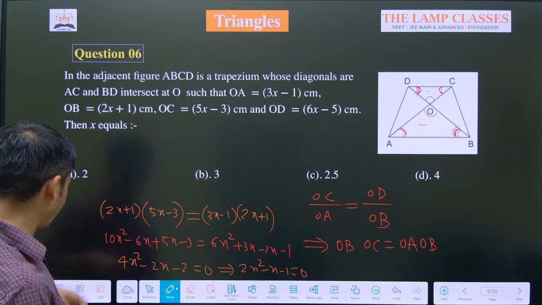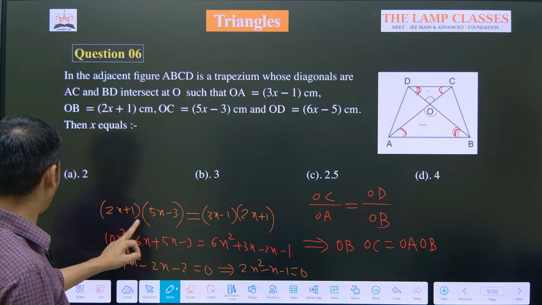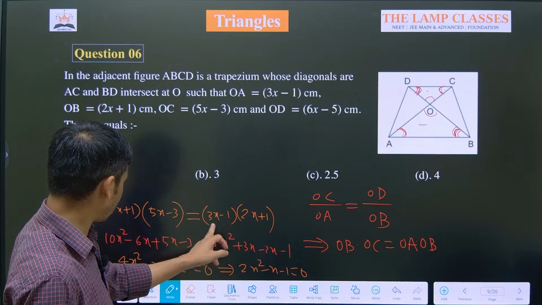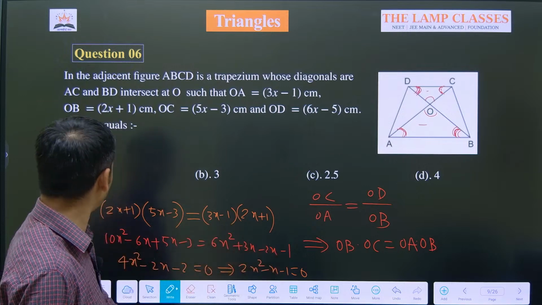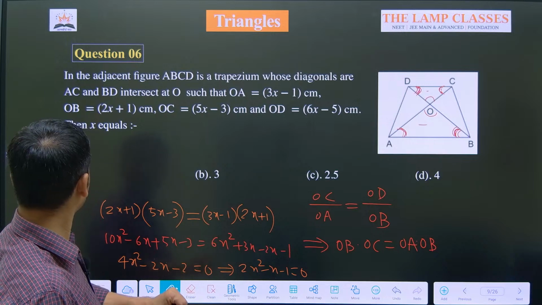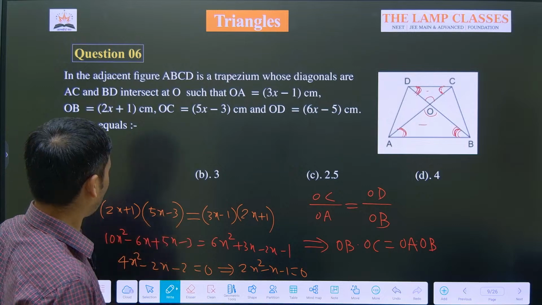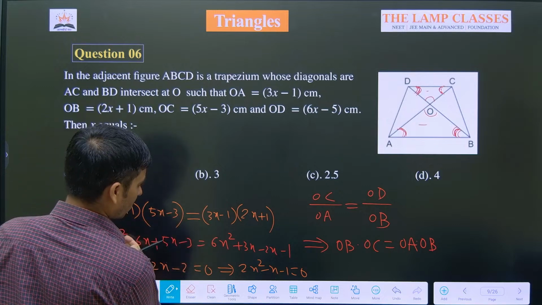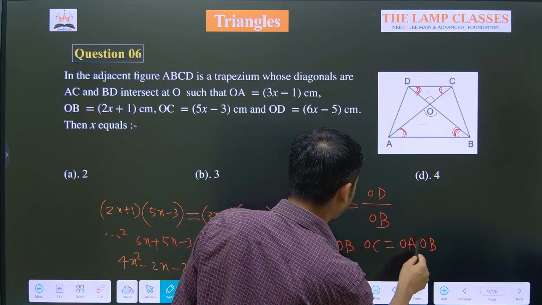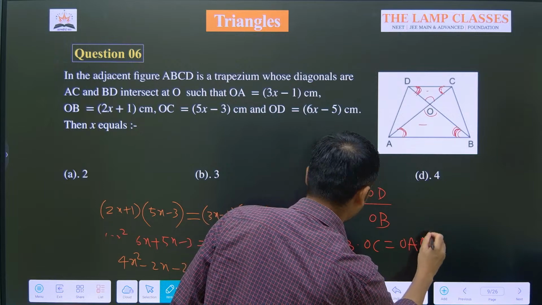Did I write that correct? So it's 10x square, minus 6x plus 5x minus 3, 6x square plus 3x minus 2x minus 1. That's correct. 3x minus 1. Oh, I wrote the things wrong. Now OD was actually, OB into OC is equal to OA into OD. Please correct it.